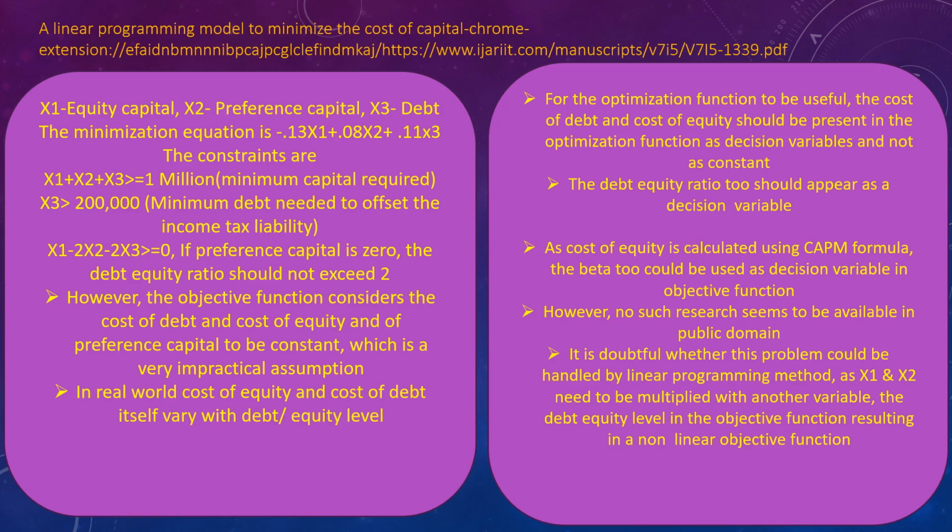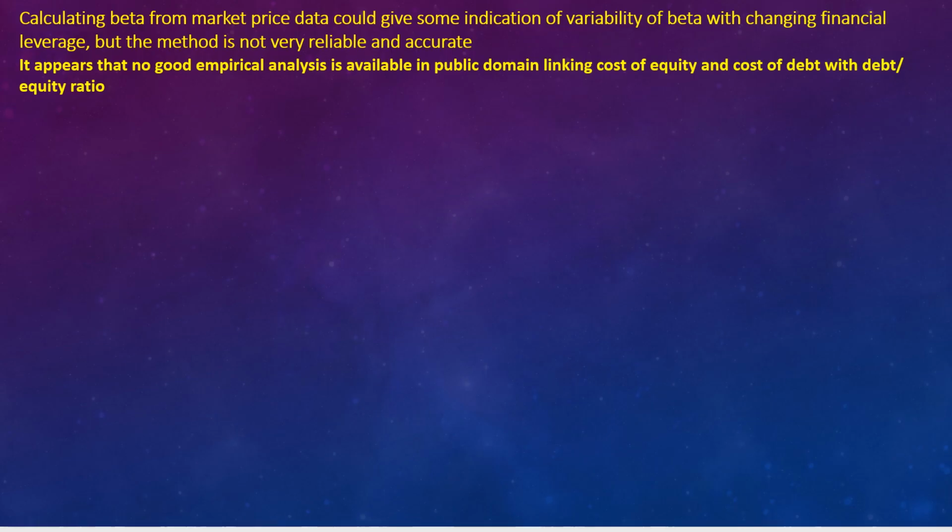It is doubtful whether this problem could be handled by linear programming method, as X1 and X2 need to be multiplied with another variable, the debt equity level, in the objective function, resulting in a nonlinear objective function. Some constrained optimization of nonlinear function would be necessary. Now, calculating beta from market price data could give some indication of the variability of beta with changing financial leverage, but the method is not very reliable and accurate. It appears that no good empirical analysis is available in the public domain linking cost of equity and cost of debt with debt equity ratio.